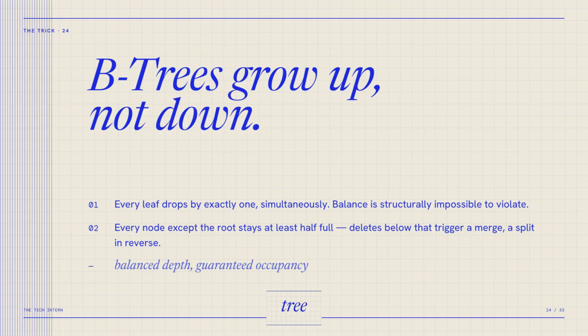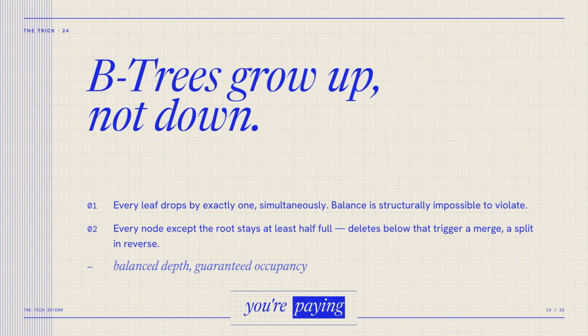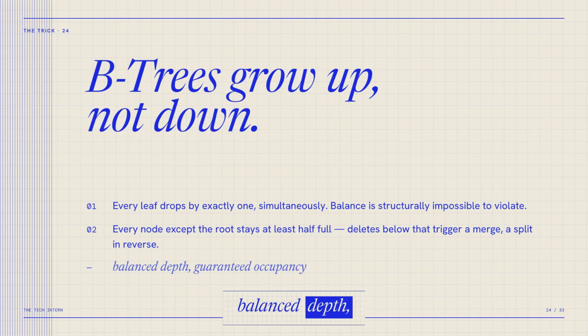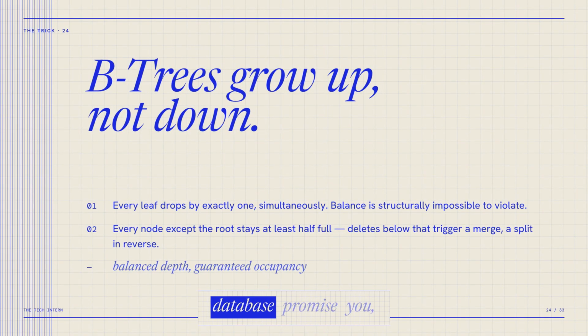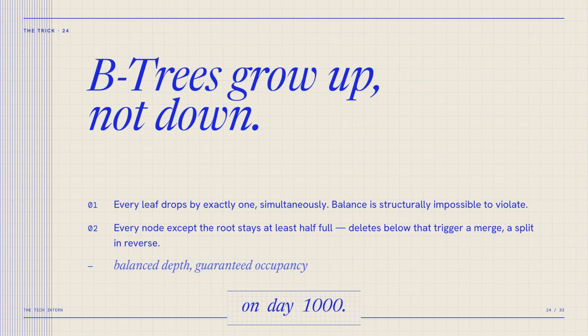That's what stops the tree from becoming a sparse, mostly empty structure, where you're paying for page reads that return almost nothing. Balanced depth, guaranteed occupancy. Those two invariants together are what let a database promise you millisecond lookups on day 1 and on day 1000.